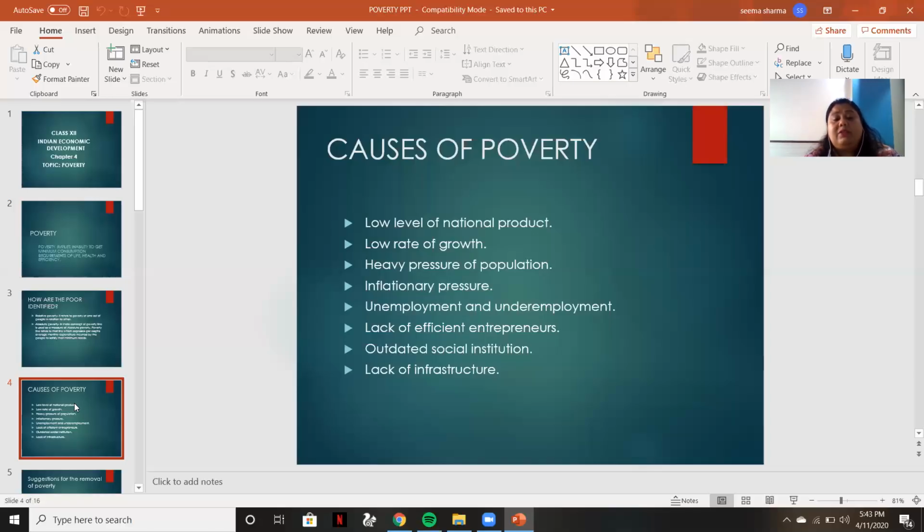So we come to the next point, that is inflationary pressure. Now the question arises, what is inflation? Inflation is a situation which we call excess demand. Excess demand itself says that the demand is more and the supply is less. Now, when the demand is more and supply is less, what will happen in the market?